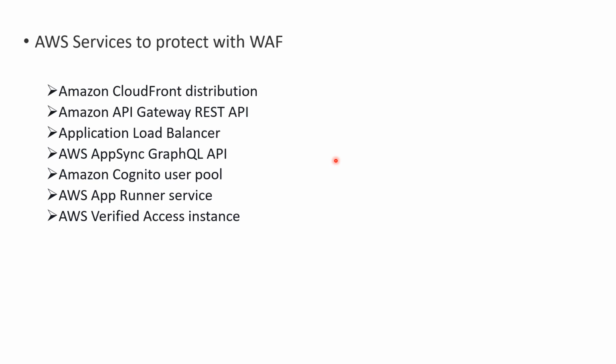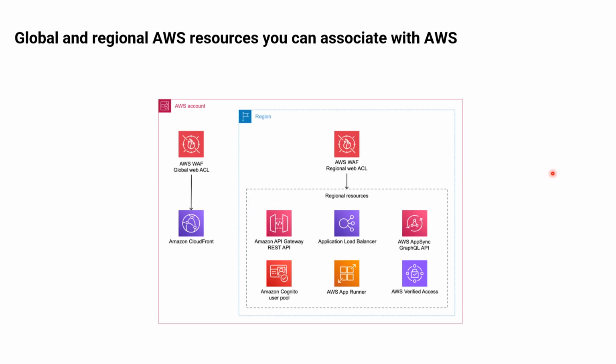As I specified, other than API Gateway, load balancer, CloudFront, and AppSync, we can also block and allow the traffic through Cognito user pool, App Runner services, and Verified Access instance. So these are the three additional services which AWS added this year.